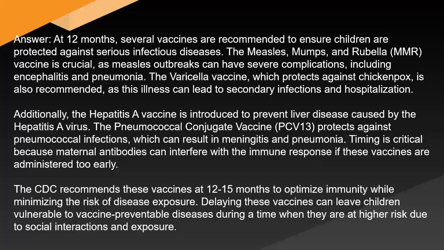The pneumococcal conjugate vaccine, PCV, protects against pneumococcal infections, which can result in meningitis and pneumonia. Timing is critical because maternal antibodies can interfere with the immune response if these vaccines are administered too early. The CDC recommends these vaccines at 12 to 15 months to optimize immunity while minimizing the risk of disease exposure. Delaying these vaccines can leave children vulnerable to vaccine-preventable diseases during a time when they are at higher risk due to social interactions and exposure.